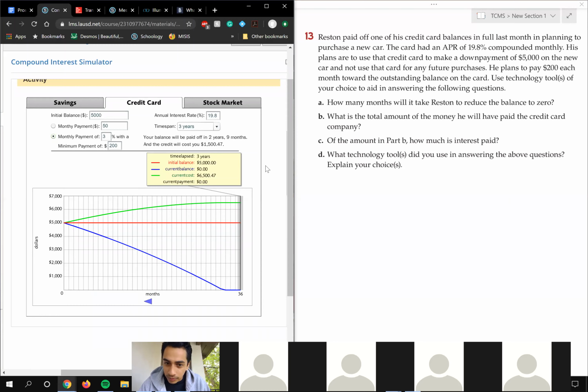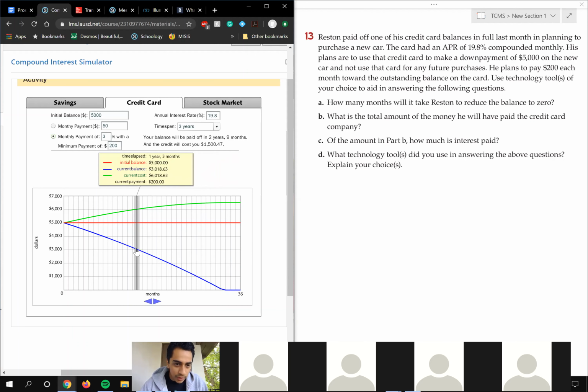How many months will it take for him to reduce the balance to 0? Okay, I think it might tell us down here actually. Okay, right here. I forgot we have this feature here. So if we slide this around, it can tell us how long it's going to take him to find out what his current balance is going to be. If we slide it all the way across, it looks like at about 2 years and 9 months, he's going to reach that zero balance. The zero balance here.